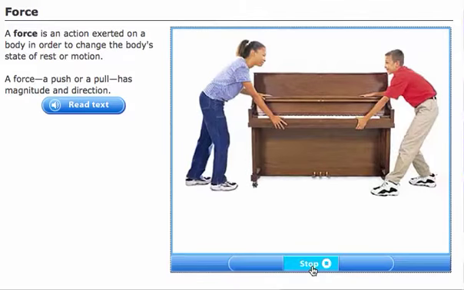To move a piano, one of these students is pushing it and the other is pulling it. Each student is exerting a force on the piano. A force has both magnitude and direction. It is measured in units of newtons.